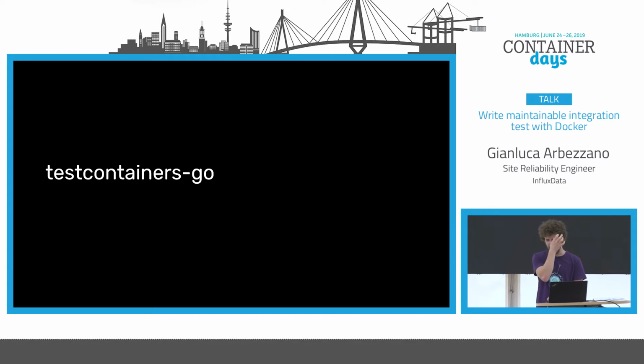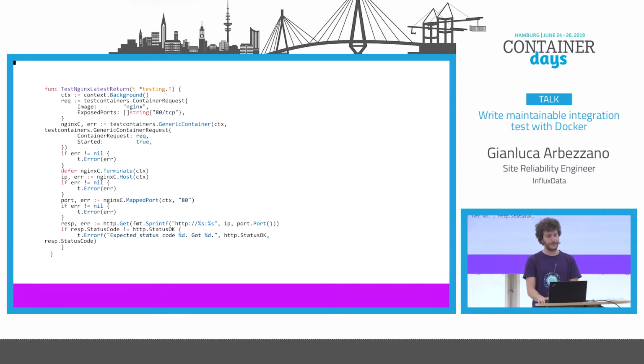This is how testcontainers-go looks. This is the test I wrote to check that the Nginx image returns 200. Obviously, your test will be way more complicated, but this is good to have an idea. So you configure your container, and my container used the Nginx image, and it exposed the port 80.